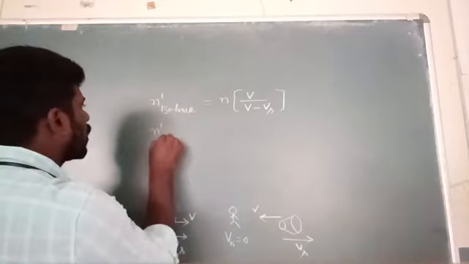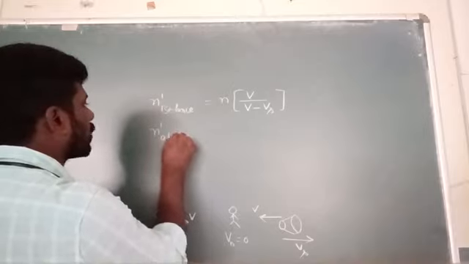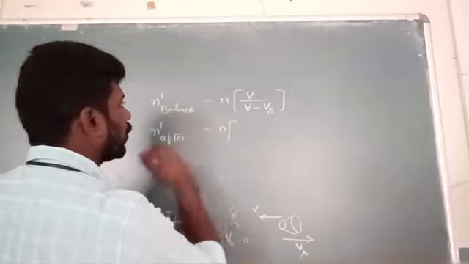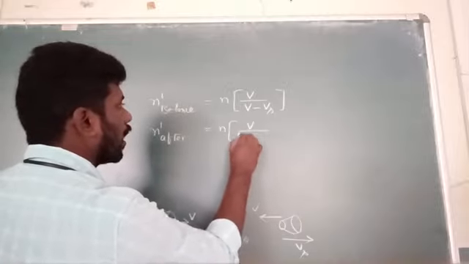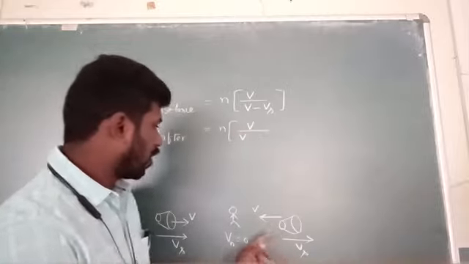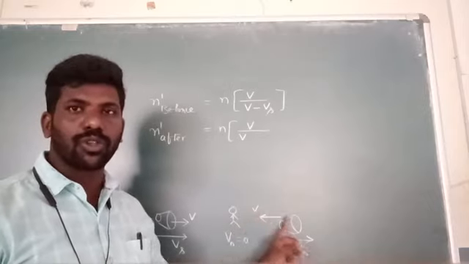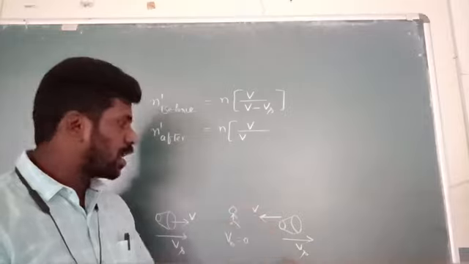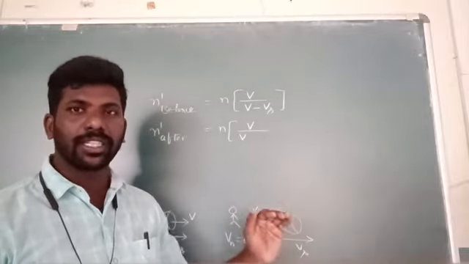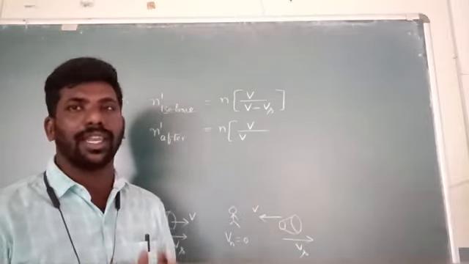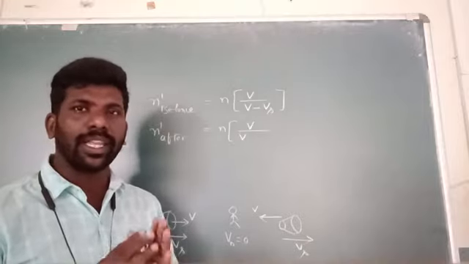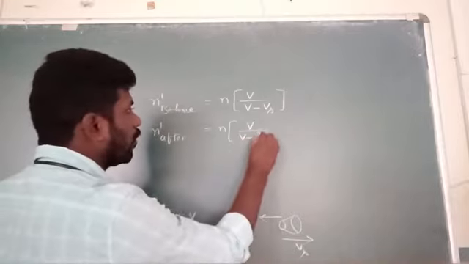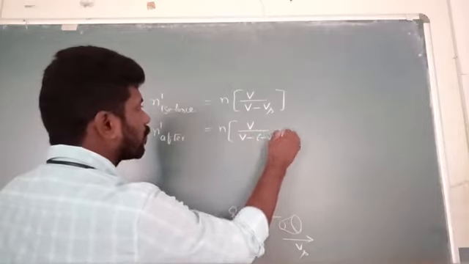Coming to N dash after, that means the source has crossed the observer. Here you observe the velocity of sound from source to observer is in the leftward direction, and the velocity of source is in the rightward direction. That means both are in opposite directions. Opposite direction means we take Vs as negative. In the formula, Vs is negative.